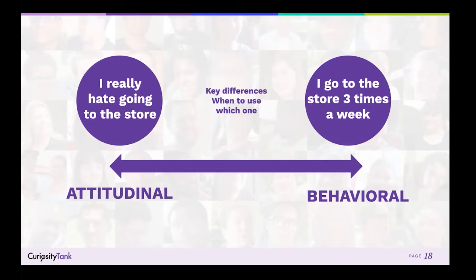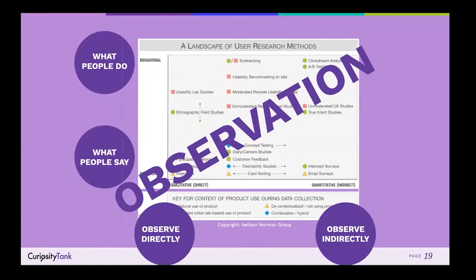So imagine we're doing a study for a food delivery service. Are we looking to understand the attitudes, or are we looking to understand the behaviors? An attitudinal response might be, I really hate going to the grocery store. A behavioral response might be, I go to the grocery store 3 times a week. Okay, start to see the difference here. So what are we looking to learn, and how will the learnings be applied is really, really important.